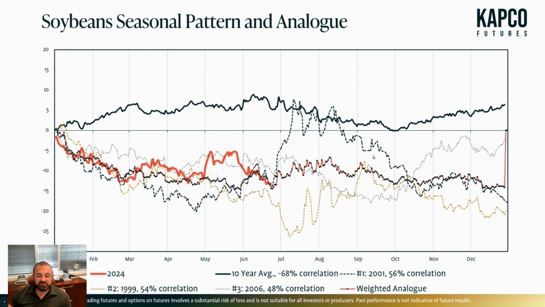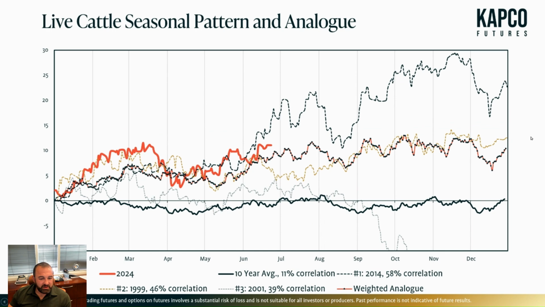99 traded a little bit lower and then rallied into the beginning of September. 2006 pretty well flat to lower, but then did give us a harvest low and rallied towards the end of the year. Live cattle, 58% correlation to 2014. That's this line up here. Second most highly correlated year, 99, also a bullish year from here on out.